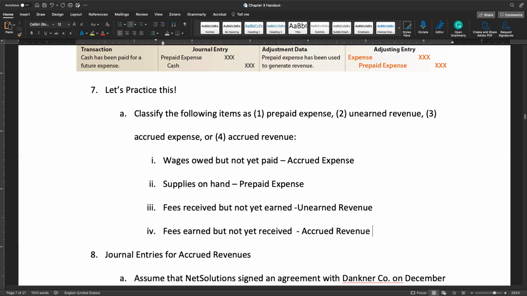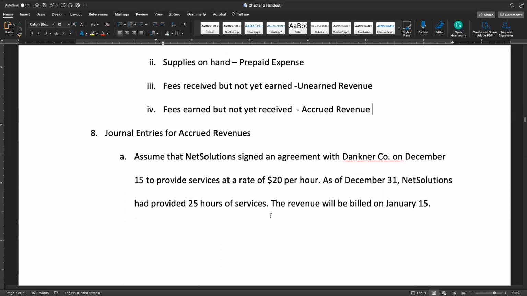So now we're going to go through the different kinds of journal entries for each of these and what some of these problems might look like on your homework. So assume that Net Solutions signed an agreement with Dankner Co. on December 15th to provide services at a rate of $20 an hour. On December 31st, they'd provided 25 hours of service, and they're going to send them a bill later on. Okay, so this isn't us actually sending the bill yet, but we need to show this revenue on our financial statements.